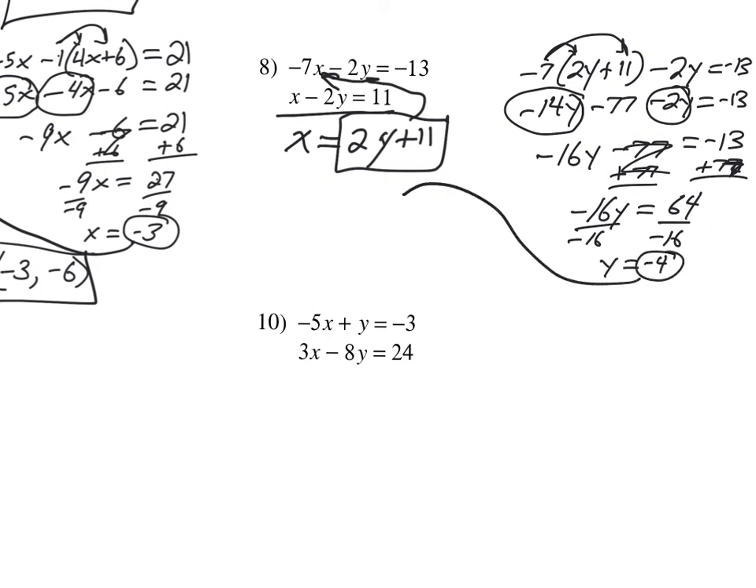Take that, plug it back into one of the two original equations, not the adjusted one, the original equation. So it's easier, I think, to pick the second one, because we have x minus 2 times whatever y is, which we think is negative 4. So that's x plus 8 equals 11. Take away 8 from both sides, and you get x equals 3. So your solution is 3, negative 4.